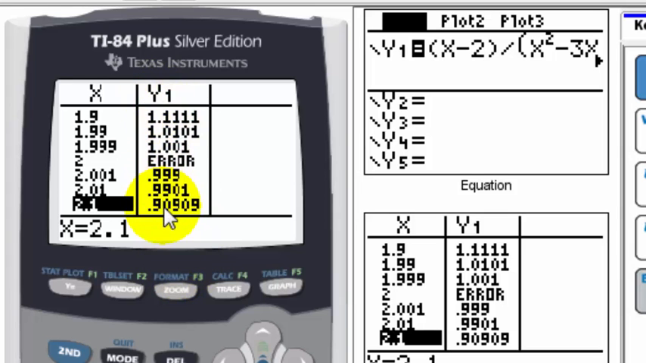We can look at the behavior of the function from both the left and the right and use that information to help us determine what the limit would be. And in this case, from both the left and the right, we see that the function approaches a value of 1 as x gets closer or approaches 2.